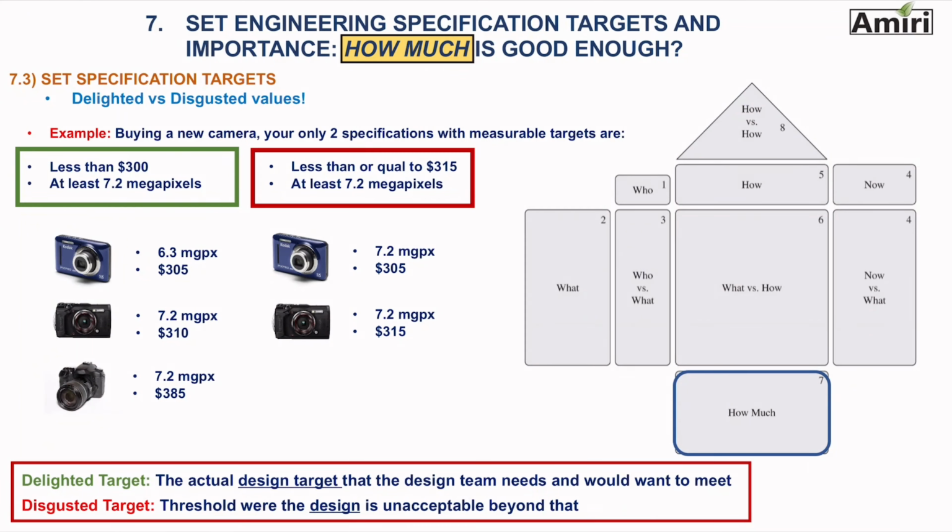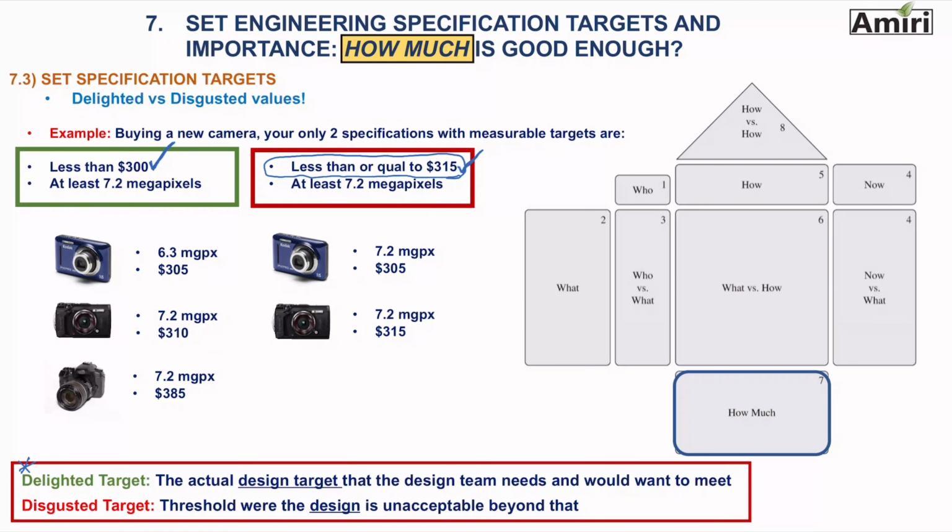Now we're going to set a design target. So we give ourselves a range. We say, maybe have it less than or equal to 315 and have at least 7.2 megapixels. Our delighted target is 300. But because I don't like to come back empty-handed, I'd rather spend a little bit more and have a camera. I'm willing to go up to 315.